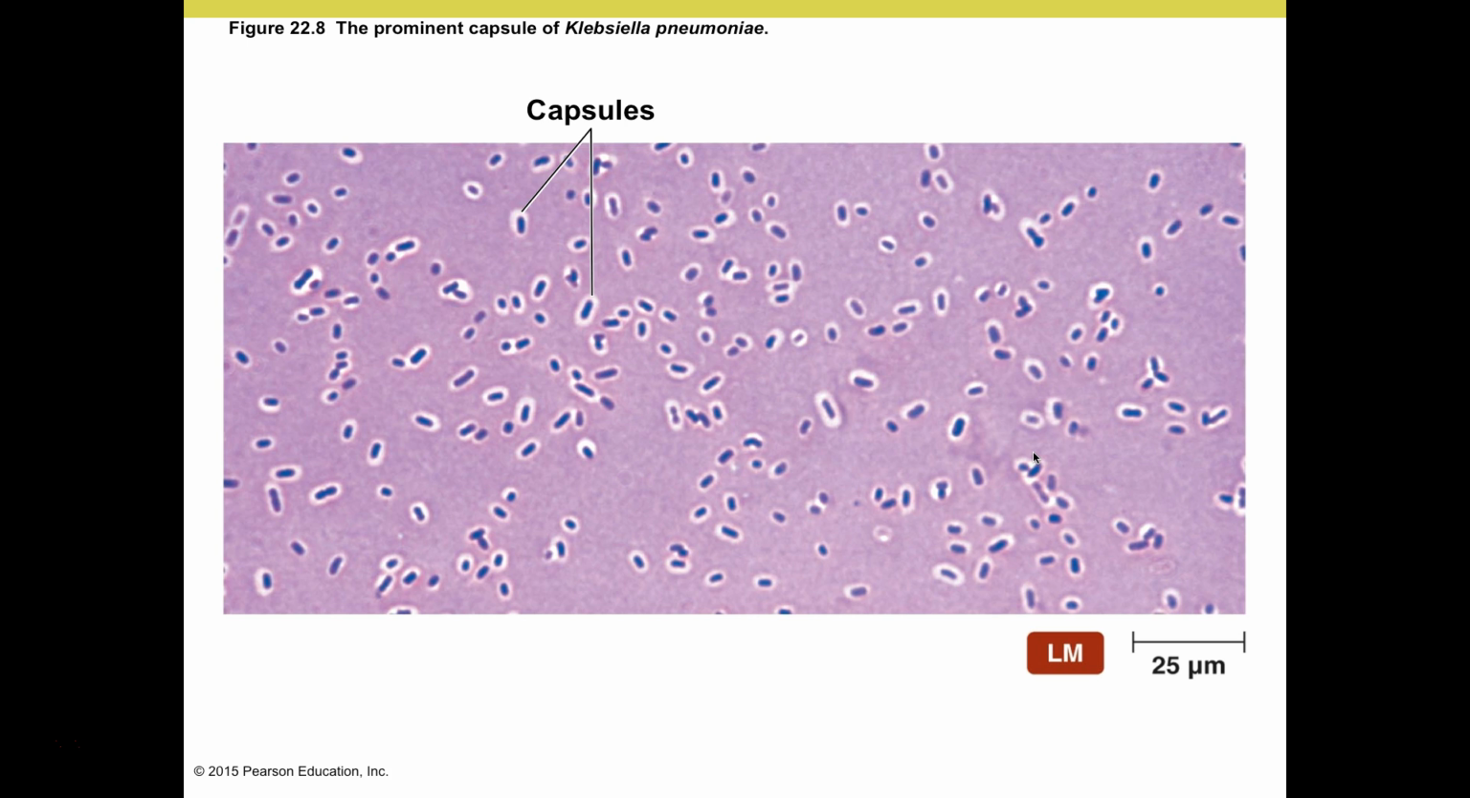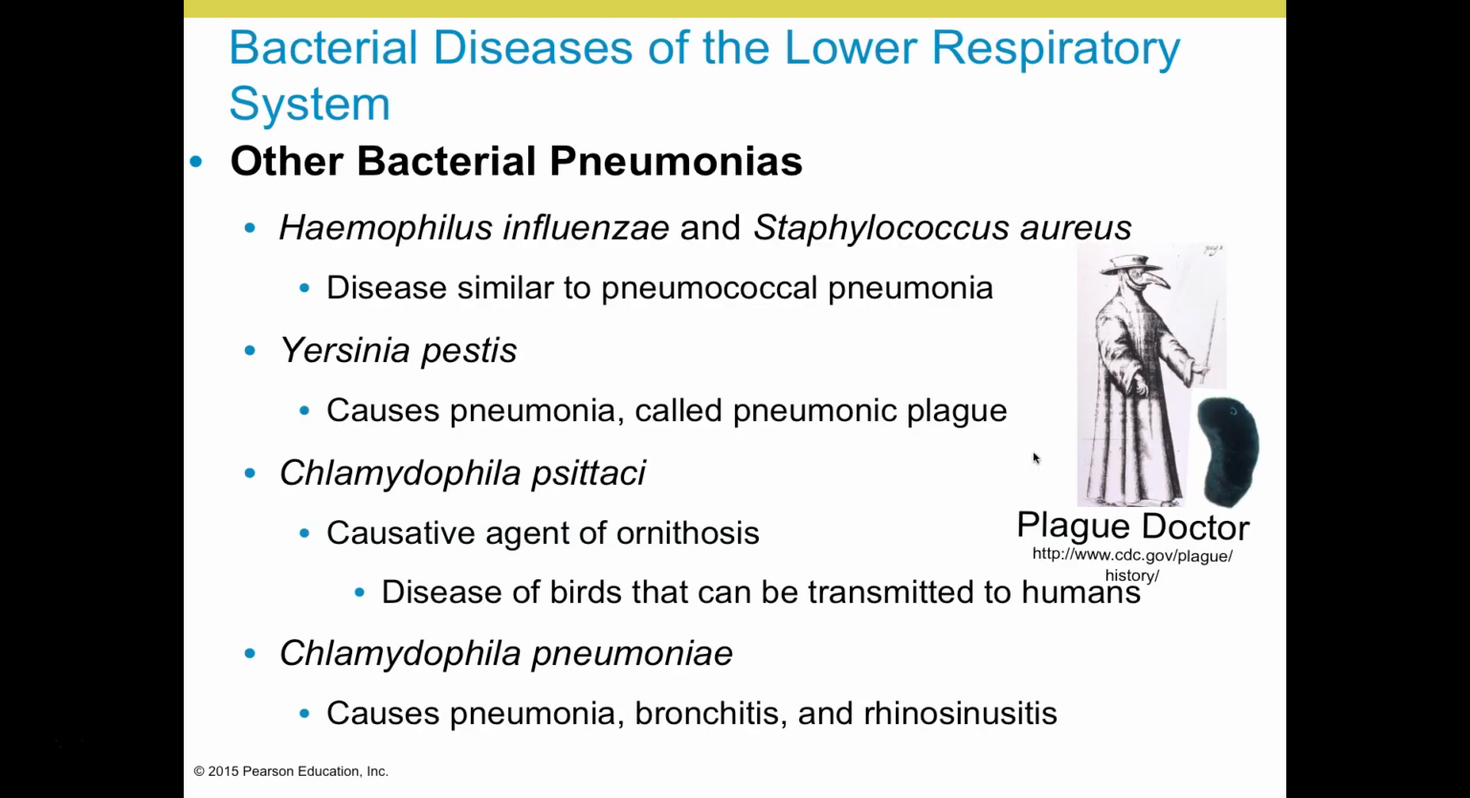And these are the capsules that you can actually see with the capsule staining. As you recall in lab, you probably did a negative stain, and then you see the empty spaces, which are your capsules. Other pneumonias, some of them are caused by Haemophilus influenzae, even Staph aureus. Yersinia pestis is the one that caused the pneumonic plague. You have Chlamydophila psittaci, the one that is spread from birds to humans, a zoonotic. And Chlamydophila pneumoniae.